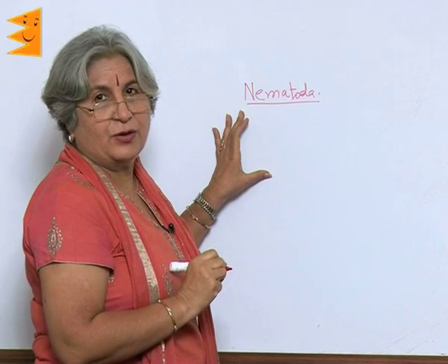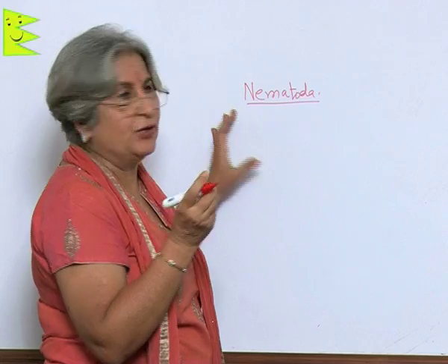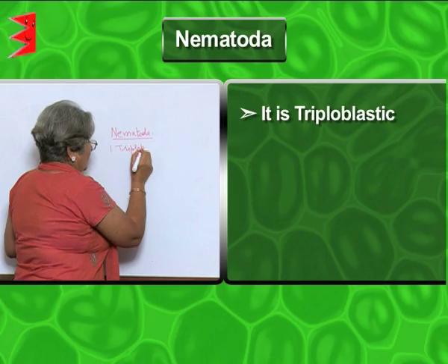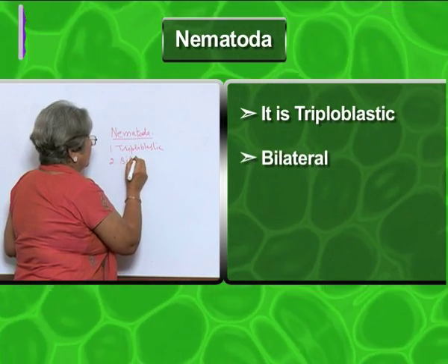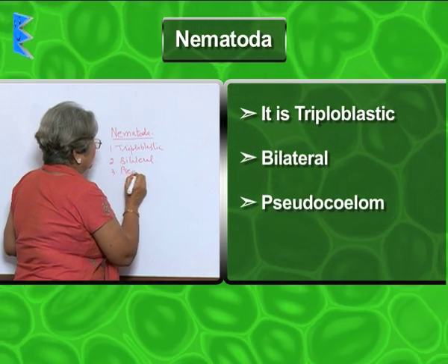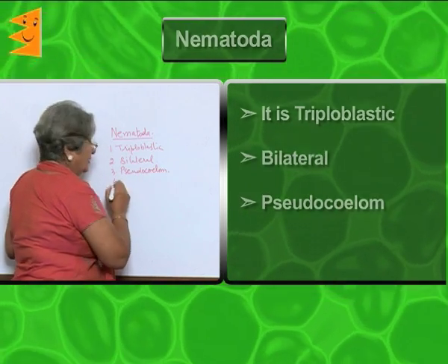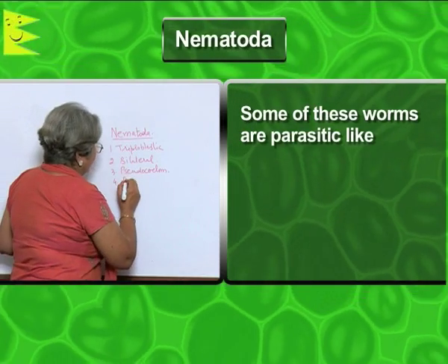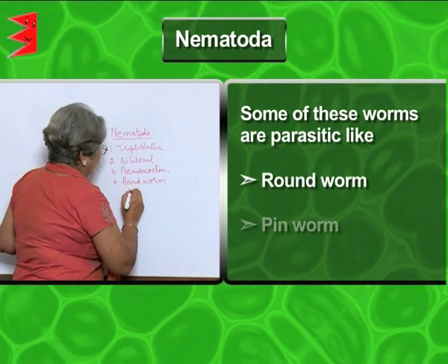In the case of nematoda, there is some kind of coelom. So we call it a pseudocoelom. Of course, it is triploblastic, bilateral also, and there is a pseudocoelom. Now some of these worms are parasitic, like roundworm, pinworm.